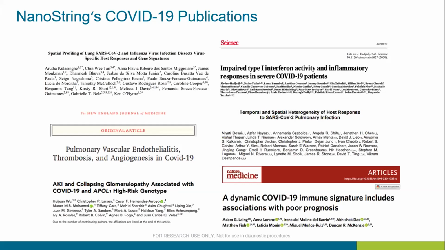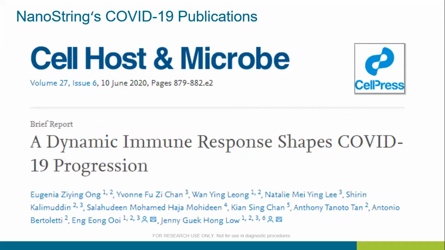Lucky for us, today we managed to invite one of our KOLs in the field, Dr. Eugenia Ong. She is the one who led the study for this particular publication, A Dynamic Immune Response Shapes COVID-19 Progression. This is a very special publication for Asia Pacific and particularly the Southeast Asia region because it reports on the very first case of COVID-19 imported into Singapore. And later on, Dr. Ong will discuss this study, her findings, and also some of the assays that she is currently working on for therapeutics and also vaccine development.